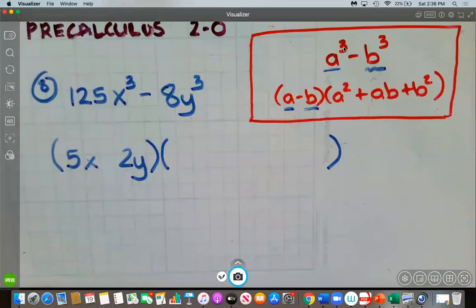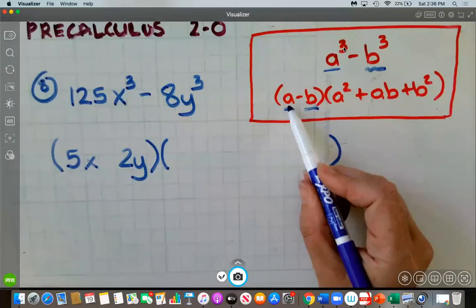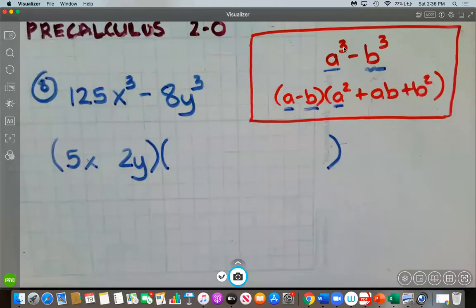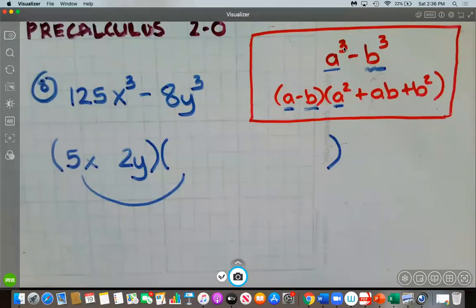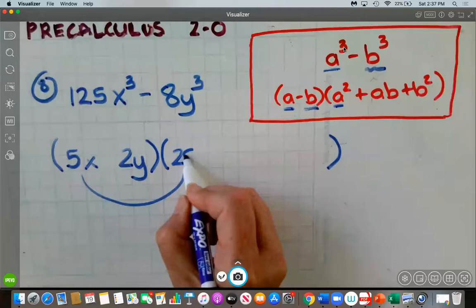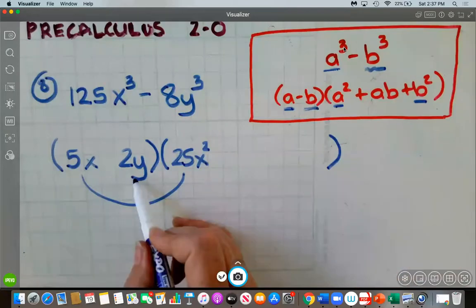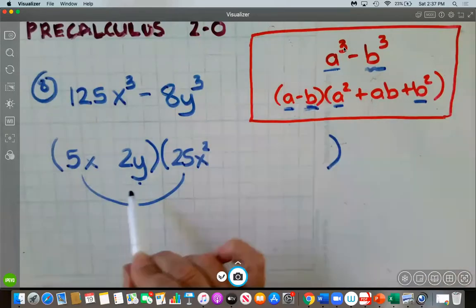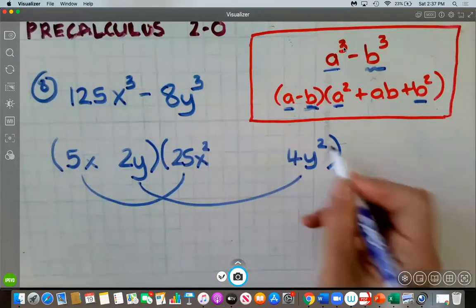In your trinomial, your first term is a squared. So whatever this term was in your binomial here, you're going to square that, and that gives you the first term of the trinomial. If we square 5x, 5 squared is 25, and x squared is x squared. I'm going to leave the middle term out for the moment and do the last term. For the last term, you take your b term, which in this case is 2y, and you square that. If you square 2y, that gives you 4y squared.